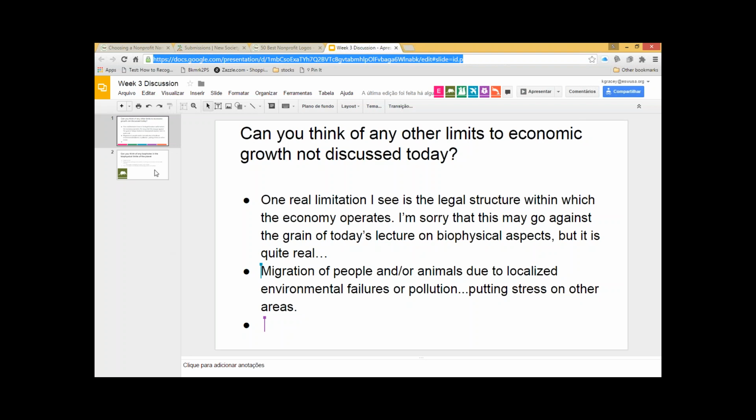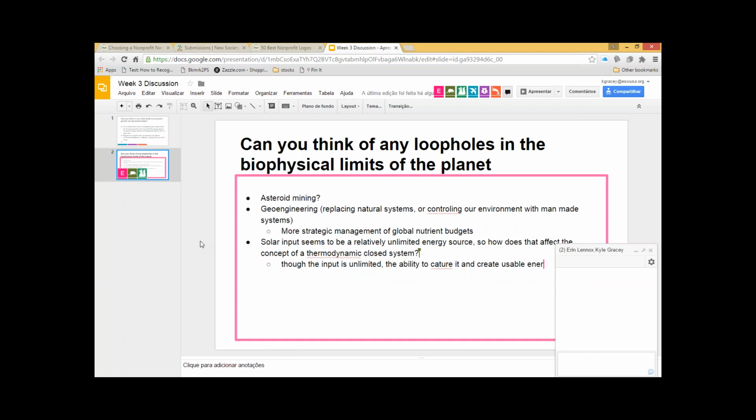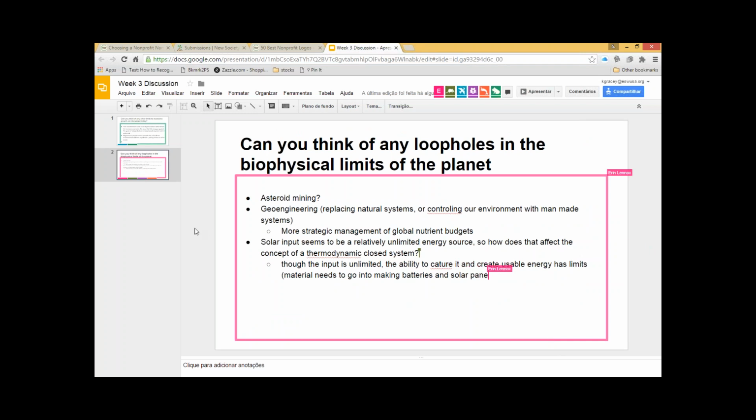Continue to put more of those examples into this slide, but I will just briefly jump over to the other slide just so we can talk about some of these as well. So, loopholes in the biophysical limits of the planet. Yeah, so space is a loophole in the biophysical limit. It's not a very real loophole today, but potentially with technological improvement, it could be, right?